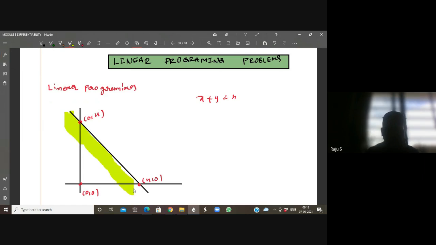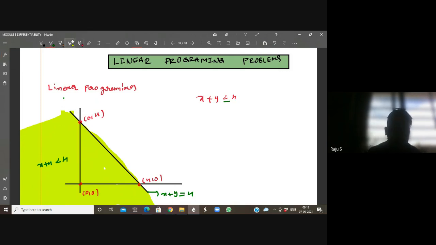The required region is part 1. Every line can divide the plane into two equal parts. So this is the required region for x plus y lesser than or equal to 4. Equal to 4 means the line. This is x plus y is equal to 4, but this is the x plus y lesser than 4 region. The yellow region, right?